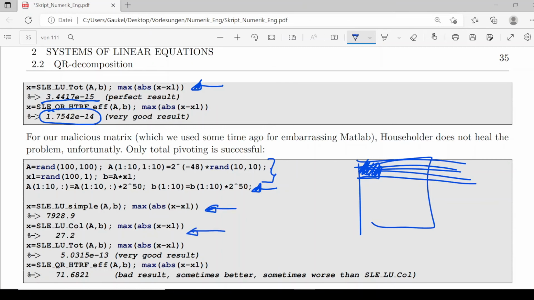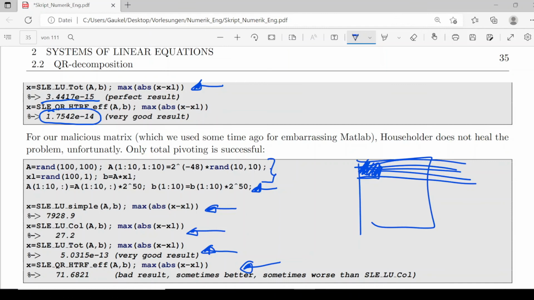Column pivoting is 27 instead of 8000, which seems to be better, but the correct result has entries between 0 and 1, and the result there has entries between -27 and 28, so that's a complete disaster. Total pivoting heals the problems, we know, and Householder transformations here do not heal anything. So that's very, very bad.